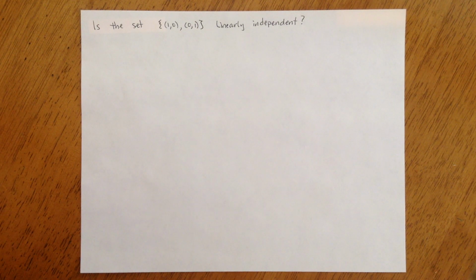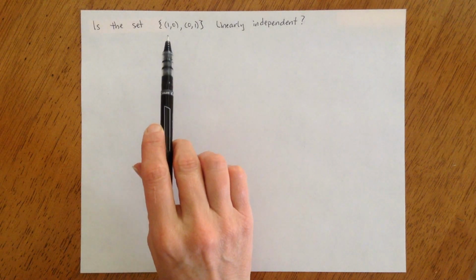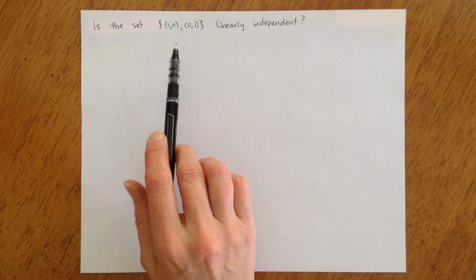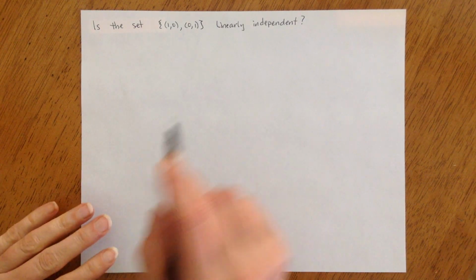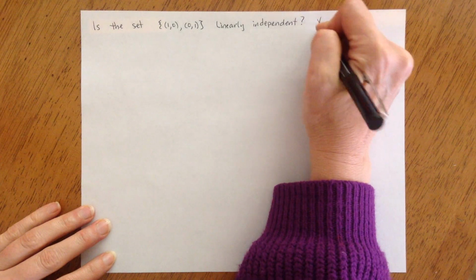Linear independence. So here's a question. This is a set of vectors from R2, and I want to know if this set is linearly independent. And the answer is yes.